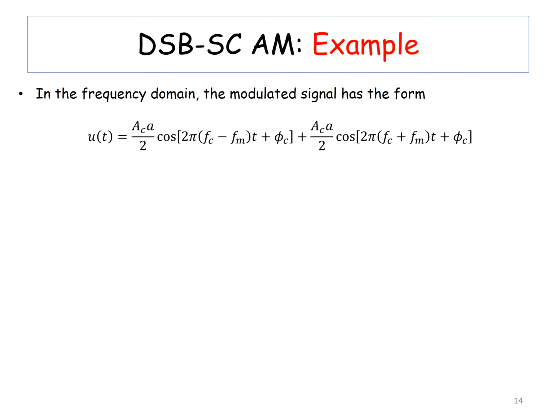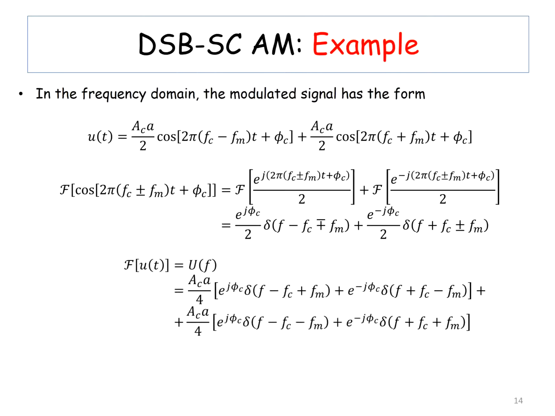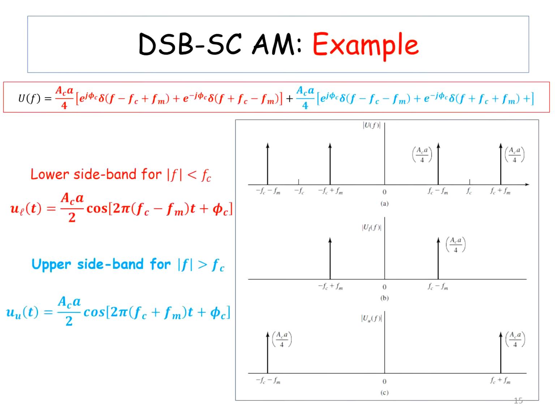In order to find the spectrum of the modulated signal, the Fourier transforms of the cosine terms are first given. Then, based on these transform pairs, the spectrum of the message signal is expressed. Finally, the lower and upper sidebands of the modulated signal are identified.